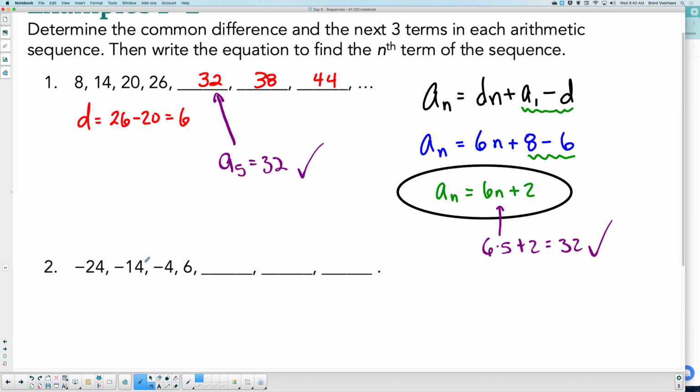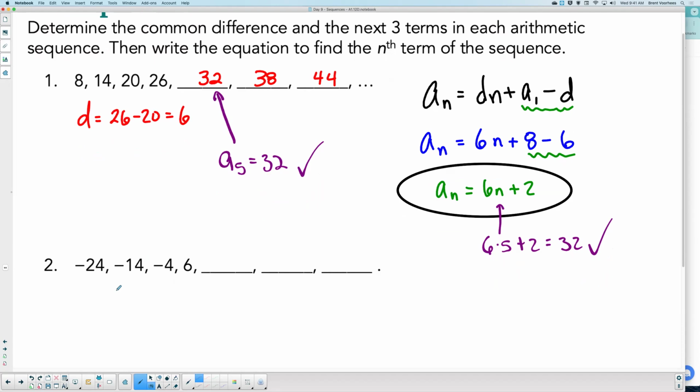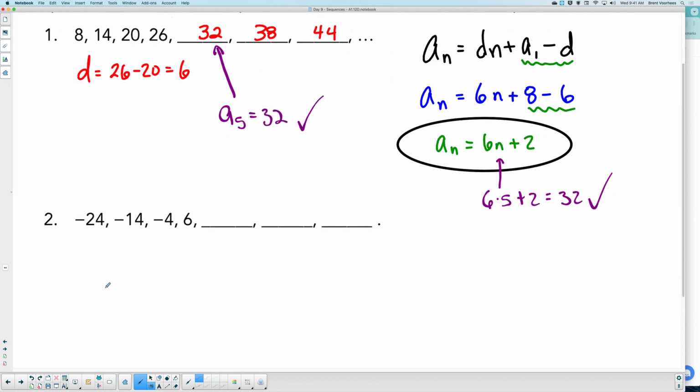The next one, we have negative 24, followed by negative 14, negative 4. Have y'all figured out what's happening? What are they doing every time? Okay, now this is tricky. I want to do a little number line here.